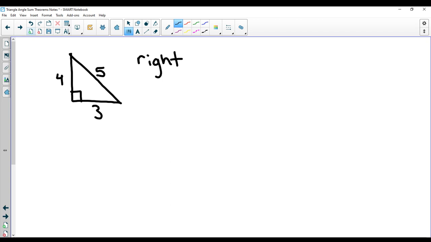Or the question could say, classify it by its sides. So you would look at the three side lengths. Well, they're all different. So we would say this is a scalene triangle. Okay? Or I could say classify by its angles and its sides, in which case you would have to put both. You have to put that it's right and that it's a scalene triangle. That's basically how that works. Okay?